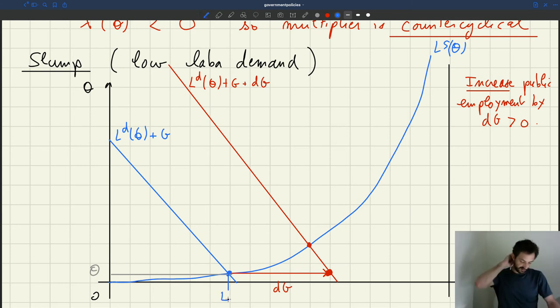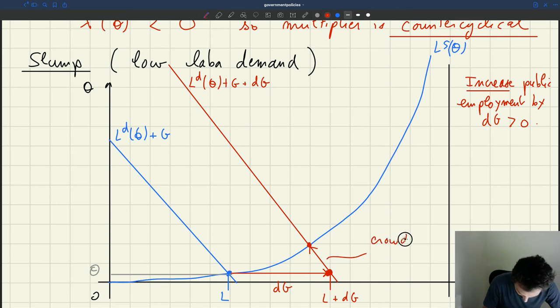Initially total employment was here. The new quantity here is just the old employment plus dG, because we've just increased employment by dG. But L plus dG is not the new equilibrium, because in equilibrium we have a new tightness that's higher. The movement from this point along the labor demand is the crowding out that's going to happen. In equilibrium, tightness has to go up, and we move up the labor demand, but in the wrong direction, because private employment is falling as tightness is going up. So this is actually crowding out.